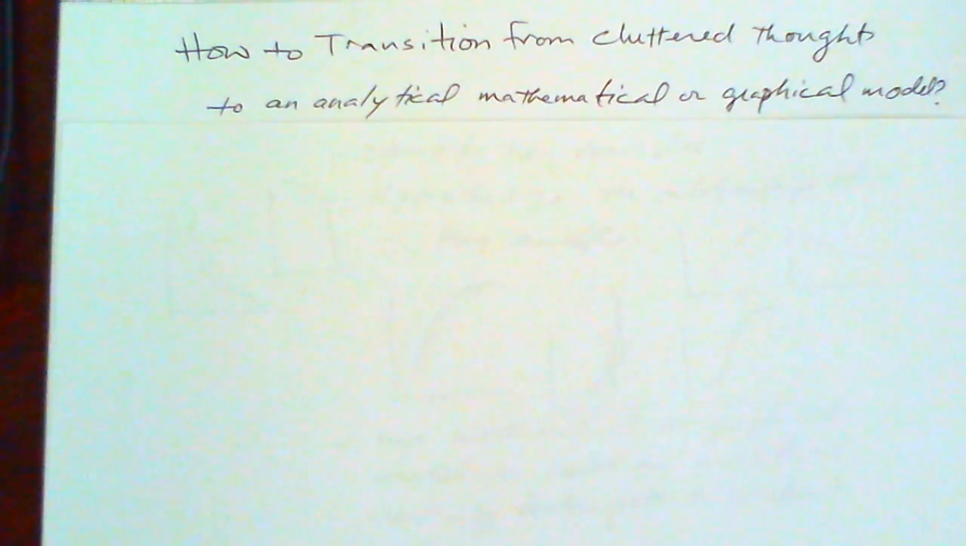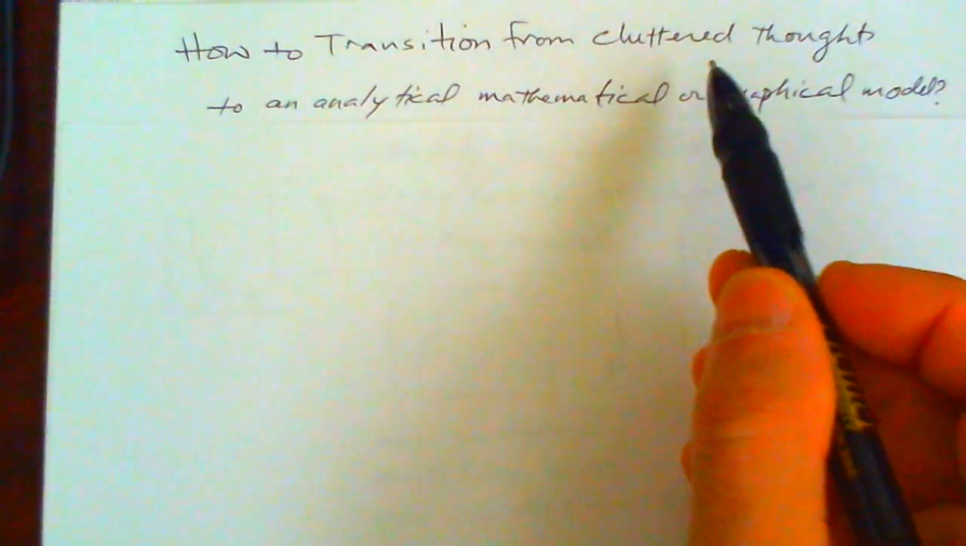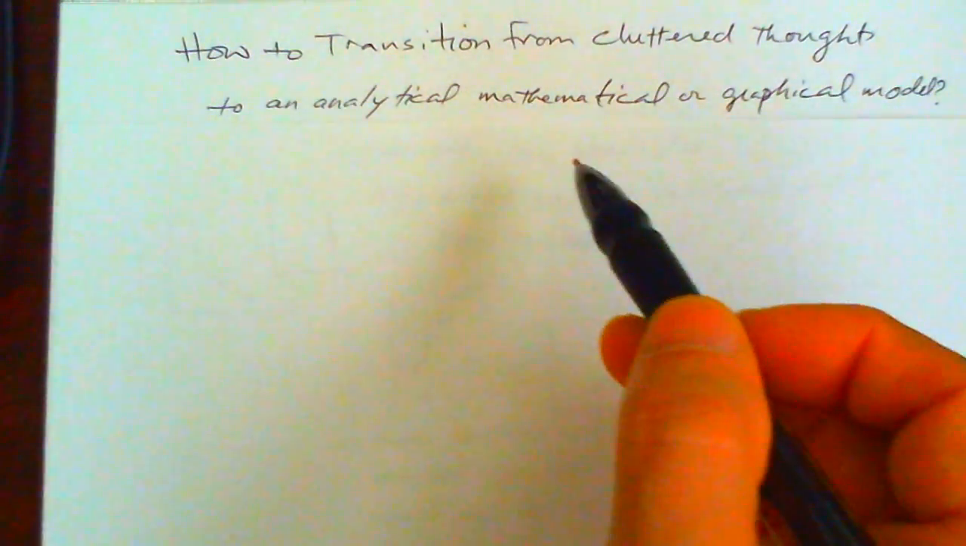One comment that I often receive in the form of feedback from students over the years is that I can explain my thoughts in a long essay, but I'm having difficulty converting my thoughts, or what I'm trying to express, into a graphical representation. So I've decided to put together this short discussion on how to transition from cluttered thoughts to an analytical, mathematical, or graphical model.